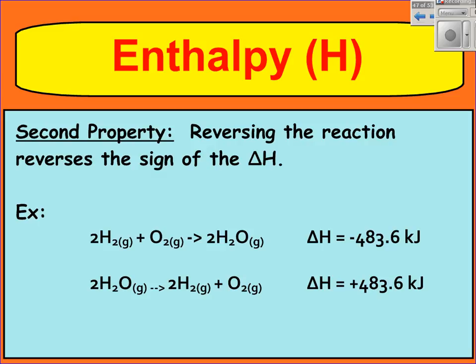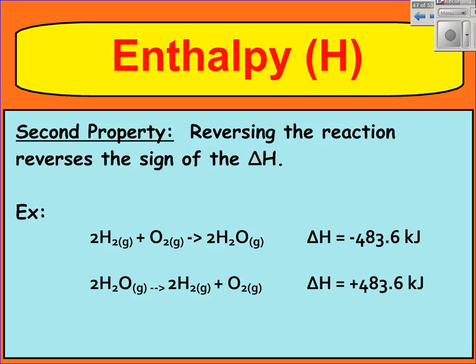The second property of enthalpy has to do with the actual reversing of the reaction. It states that reversing the reaction will reverse the sign of delta H. Take a look again at the examples below. We have our synthesis of water, which we know gives off 483.6 kilojoules of heat. That's why the sign is negative. However, compare the second reaction to the first. Can you tell what's happened? The answer is it's been flipped.